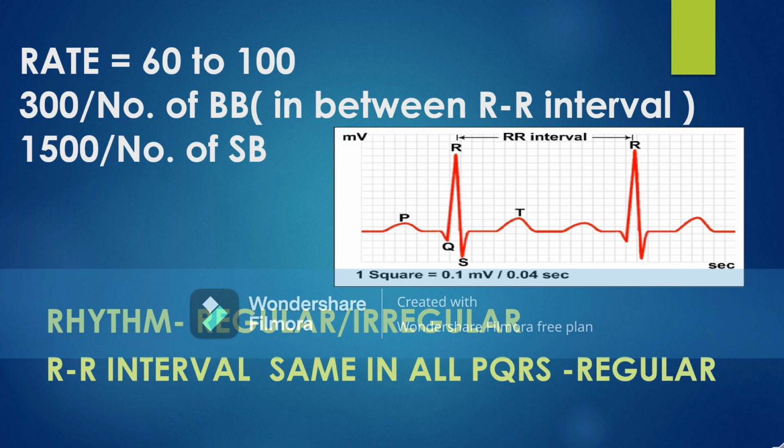Then the second point is rhythm. We will check whether the rhythm is regular or irregular. How will we see that? It should be in the RR interval. If the RR interval is the same in all PQRS complexes, that is a regular rhythm.